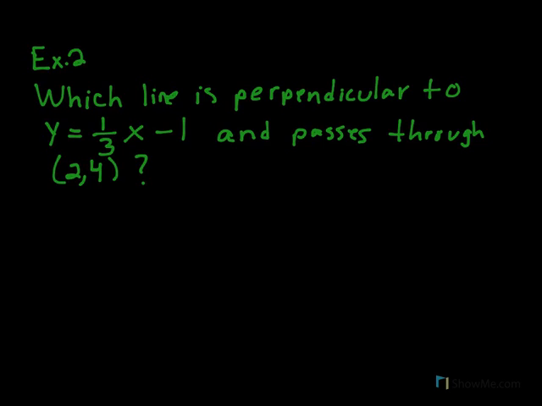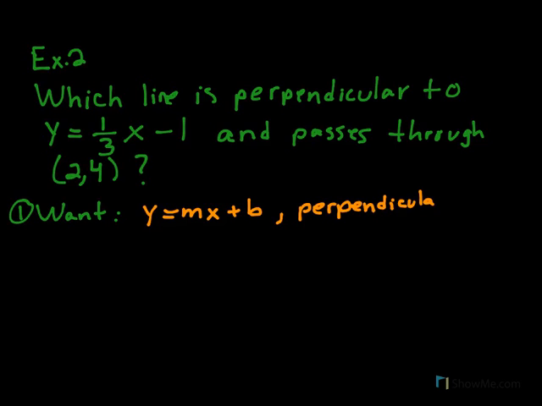All right, so number 1 is what you want. So let's write that down. Number 1, what you want. Well, you want the equation of a line, so you definitely want y equals mx plus b. Remember, if they don't tell you which form, you automatically assume that it's slope-intercept form, because this is the equation of a line that we use all the time. So we want y equals mx plus b, and we want the line that is perpendicular.